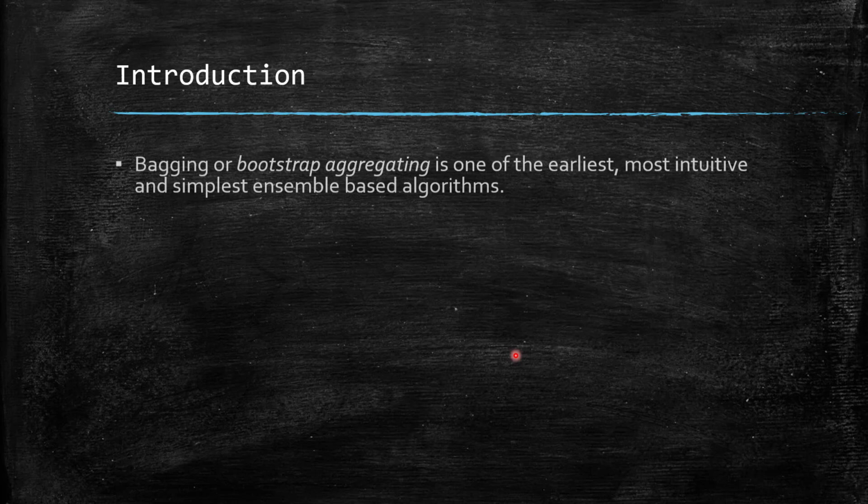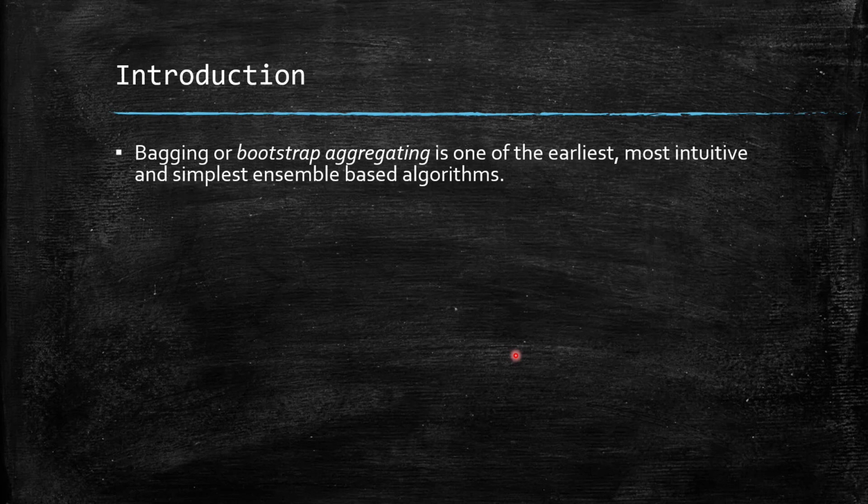Okay, so what is bagging? The name actually comes from bootstrap aggregation. If you remember, when I talked about the bootstrap, I think two videos back, we saw what bootstrap is, right? The core idea behind bootstrap is that we are doing sampling with replacement. So the bagging algorithm is basically a direct implementation of this bootstrap approach. Bagging, or bootstrap aggregation, is one of the earliest, most intuitive and simplest ensemble learning algorithms.